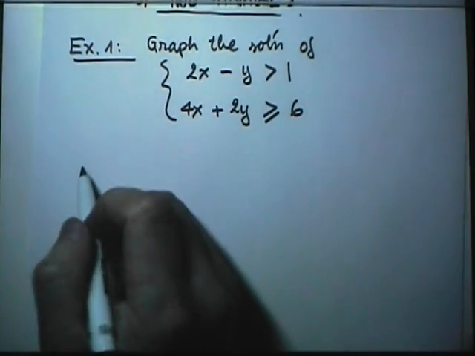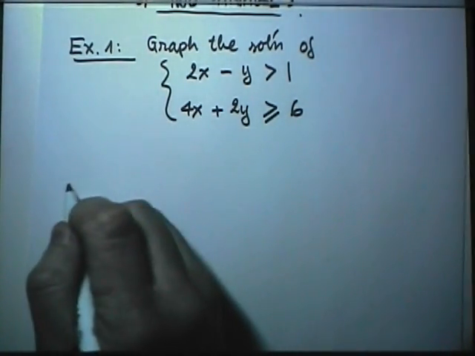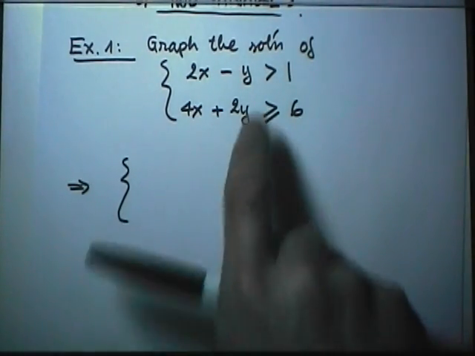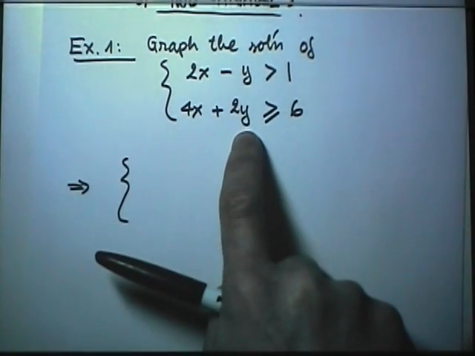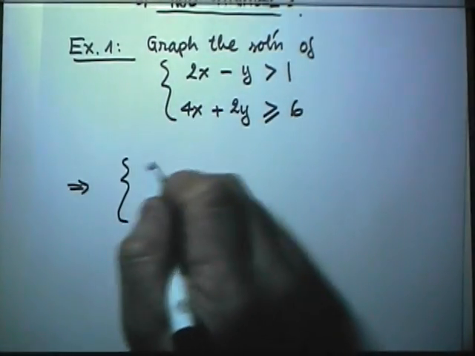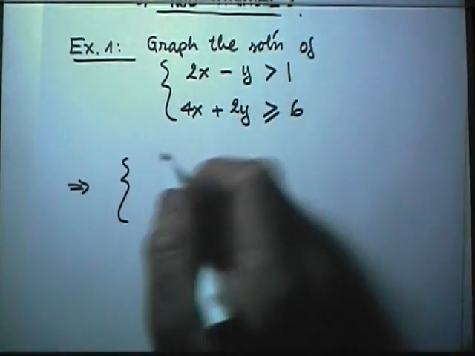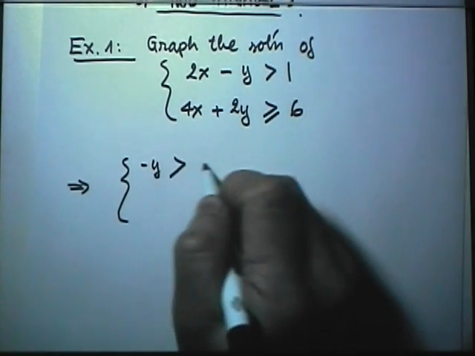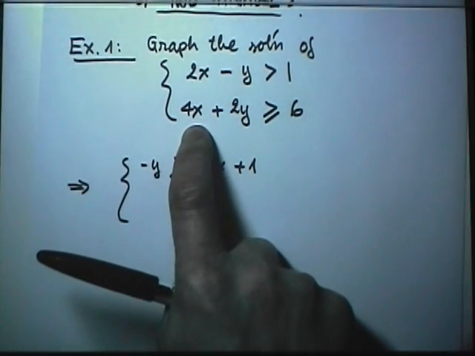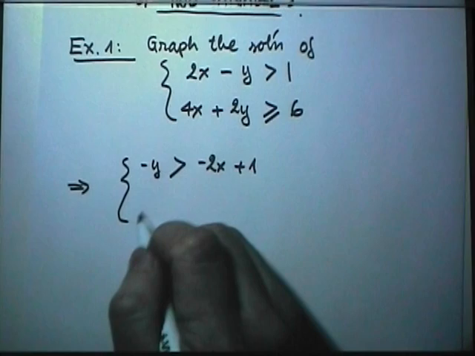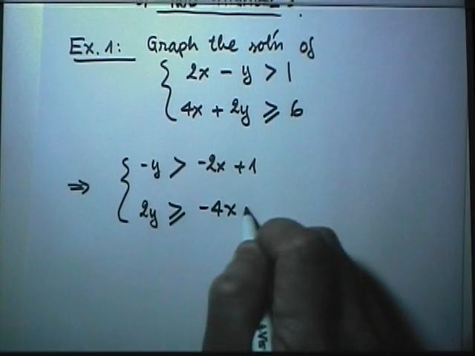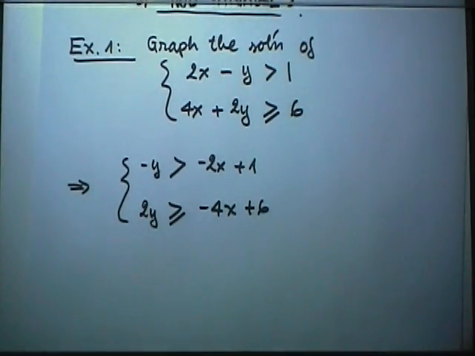Now, before we switch over to the graph page, let's apply the same trick that we've been doing for linear inequalities. I'm going to solve for y, to make it stand by itself. For the first one, you can subtract the 2x to the other side, and you have minus y greater than minus 2x plus 1. For the second inequality, you subtract the 4x to the other side, so you get 2y greater than or equal to minus 4x plus 6. Are you getting me here?